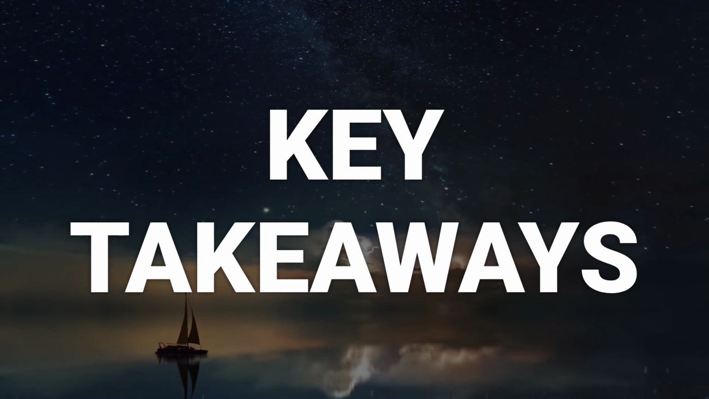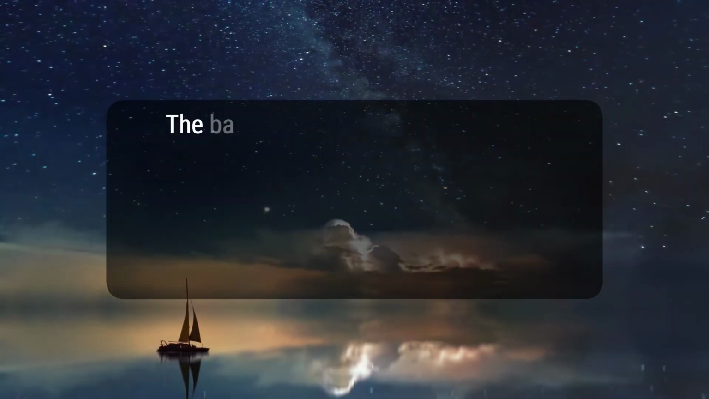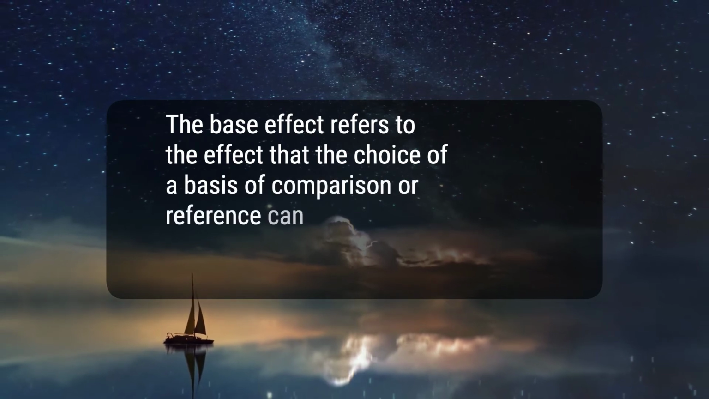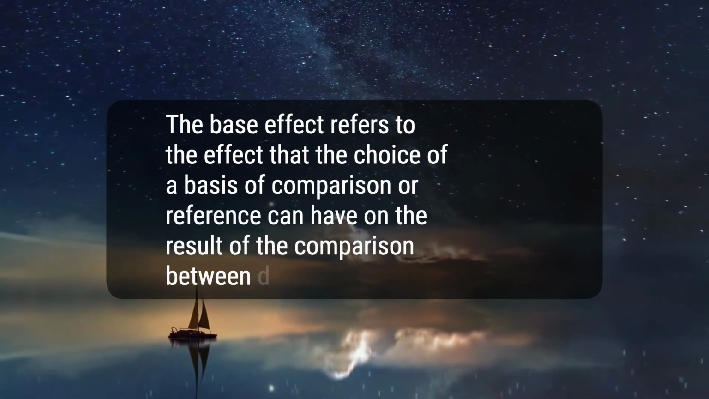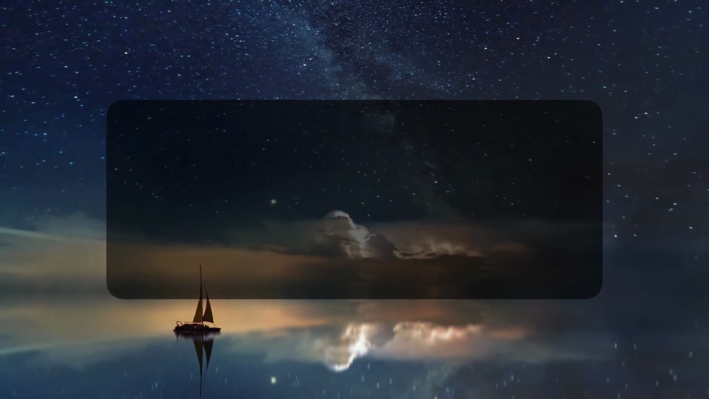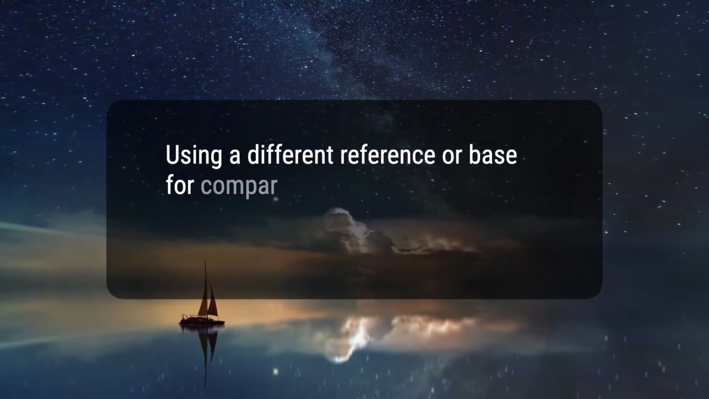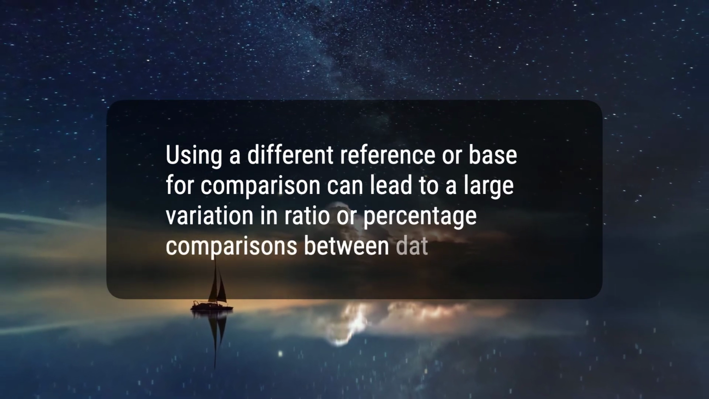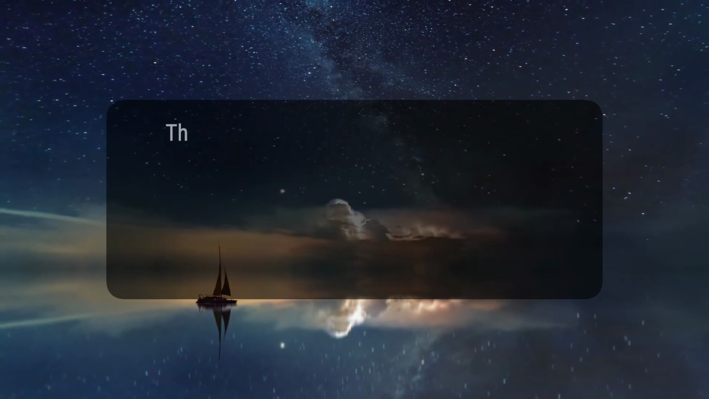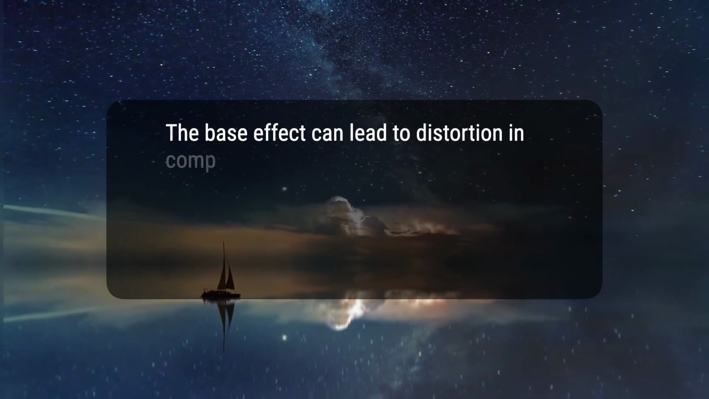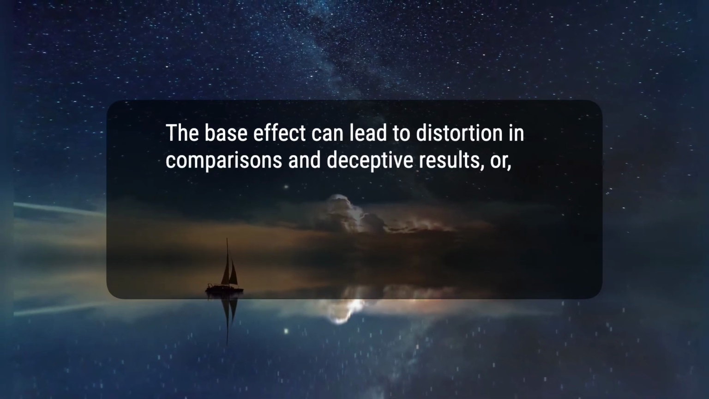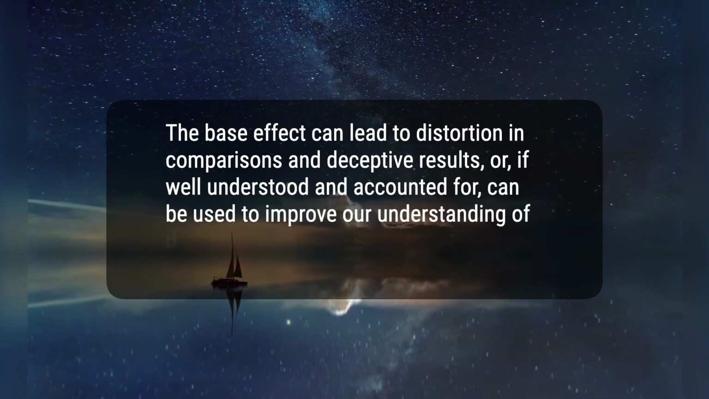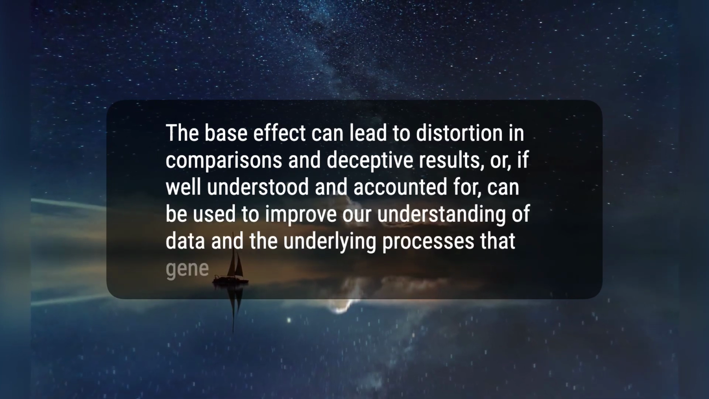Here are 3 key takeaways. 1. The base effect refers to the effect that the choice of a basis of comparison or reference can have on the result of the comparison between data points. 2. Using a different reference or base for comparison can lead to a large variation in ratio or percentage comparisons between data points. 3. The base effect can lead to distortion in comparisons and deceptive results, or, if well understood and accounted for, can be used to improve our understanding of data and the underlying processes that generate them.